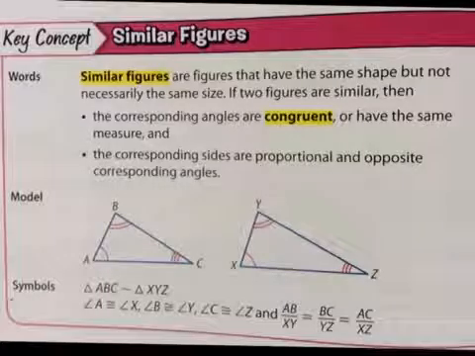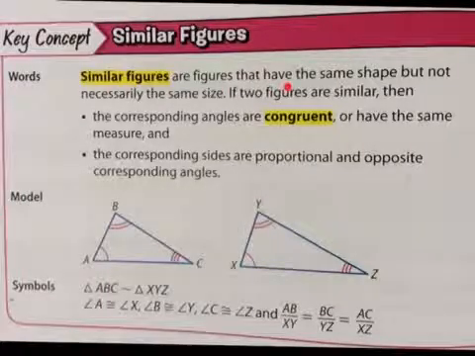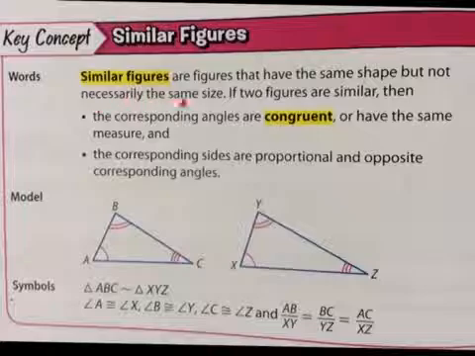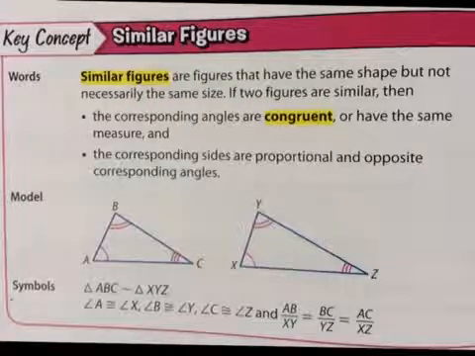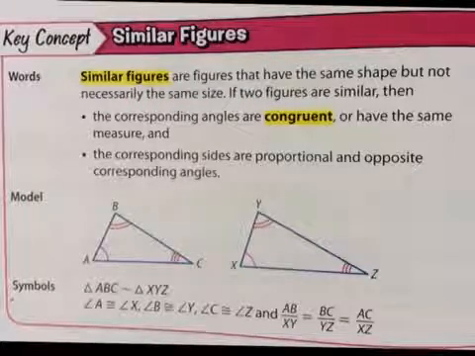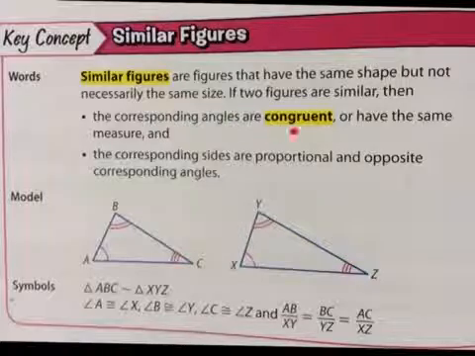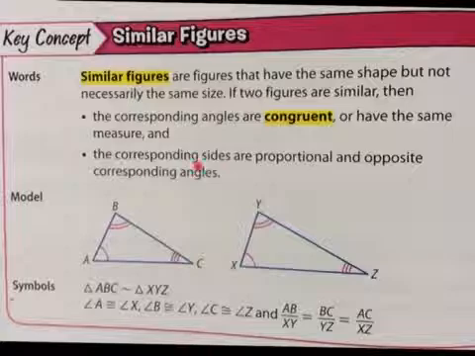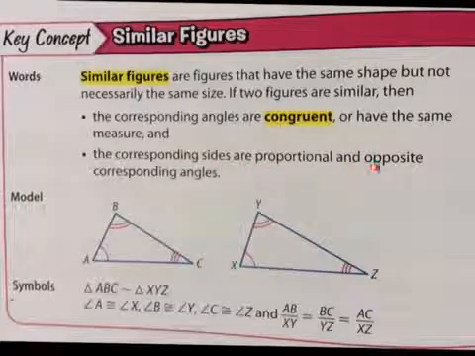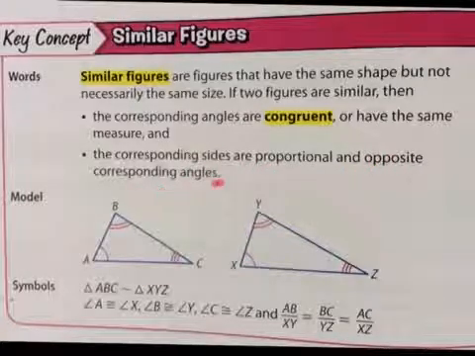So what do we mean when we say similar figures? Well, similar figures are figures that have the same shape but not necessarily the same size. If two figures are similar, then the first point is the corresponding angles are congruent. Congruent means the same measure. The corresponding sides are proportional.